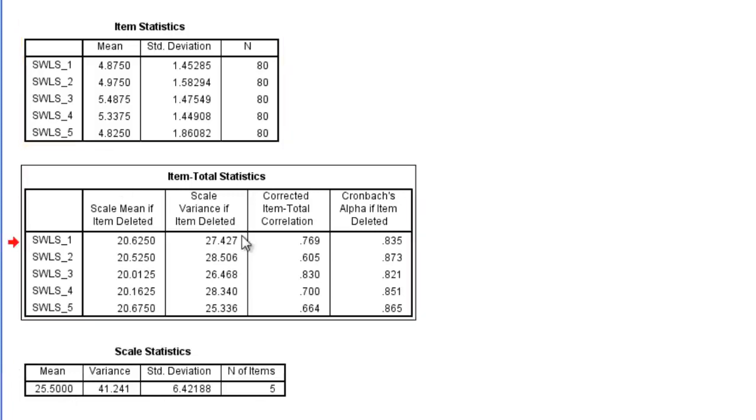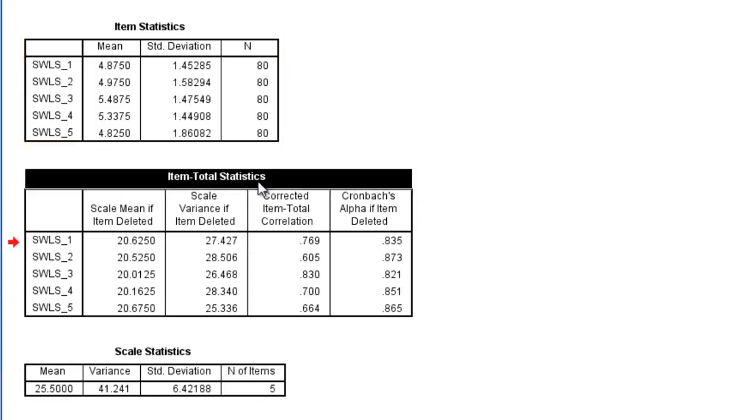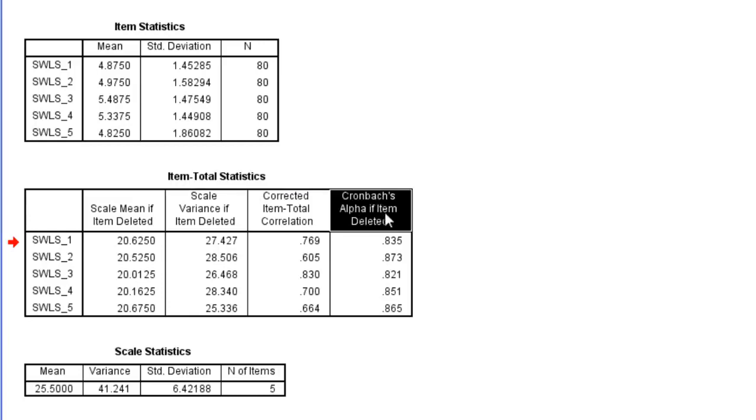Okay, one last thing here that can be interesting when you're developing a scale, in terms of whether you want to get rid of some items or questions on the scale if they aren't performing optimally. You can use this last column here. This is one way to do it. Cronbach's alpha if item deleted.